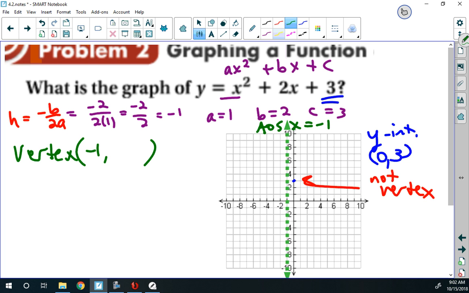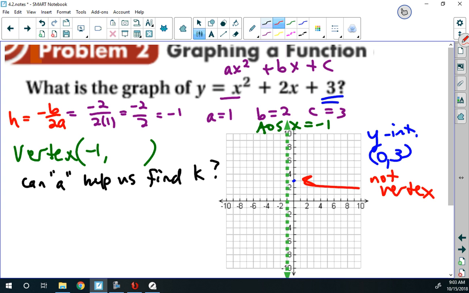Here's a food for thought. Is there a different way other than using that formula for k that I could find out where the y-coordinate of my vertex is? I guess what I'm getting at is, can A help us find k? Could our A value help us find our k value at all? I'm not going to answer that. I'll just let you think about that one.